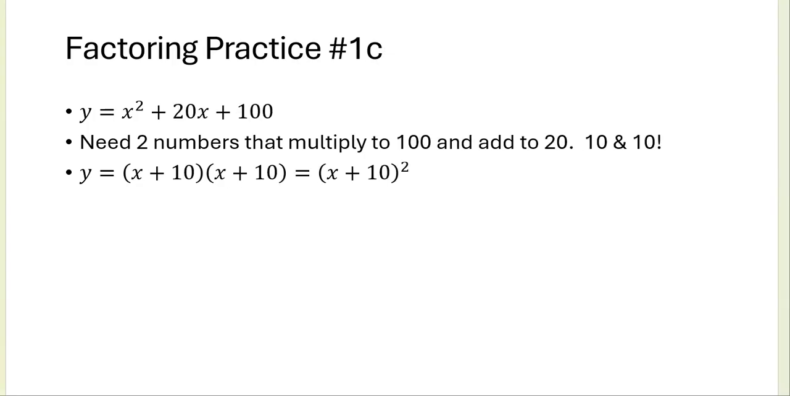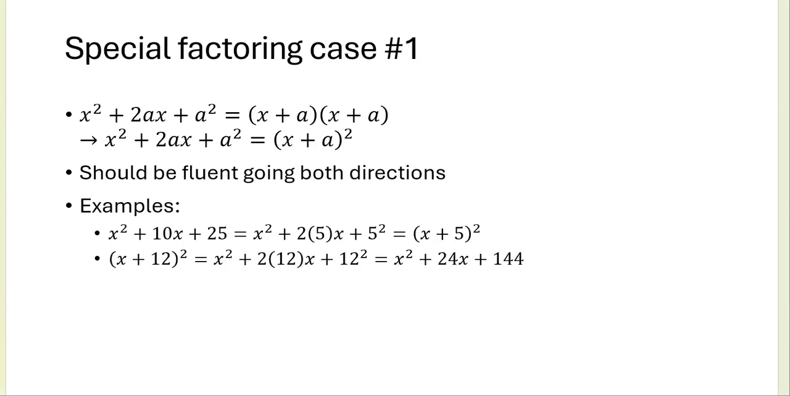Let's do one more. x squared plus 20x plus 100. We want two numbers that multiply to 100 and add to 20. What are those two numbers? 10 and 10. So we factor it as x plus 10 times x plus 10, which is x plus 10 quantity squared. Okay, so this is the special factoring case number 1.